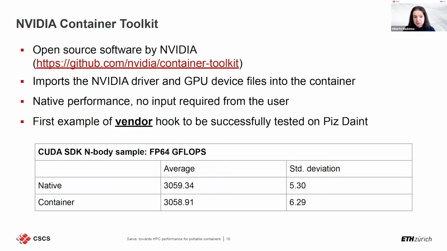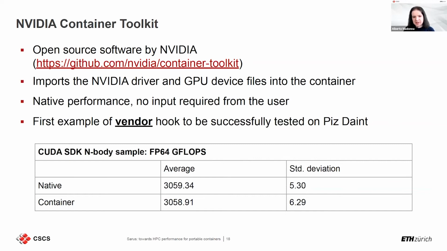The NVIDIA Container Toolkit is also the first example of a vendor hook to be successfully tested and used on our flagship system, Piz Daint. And here at the bottom, you see a table representing a results comparison for an n-body sample from the CUDA SDK.